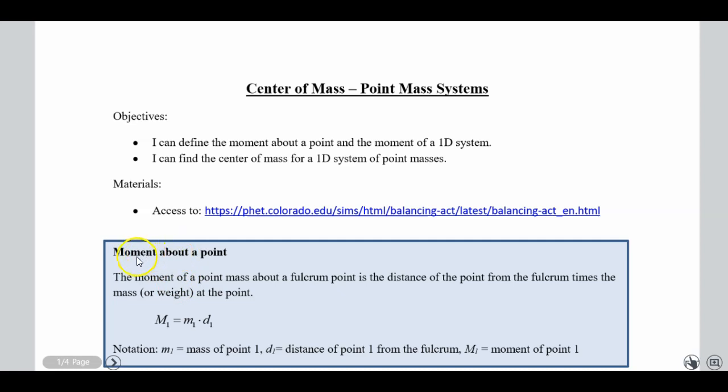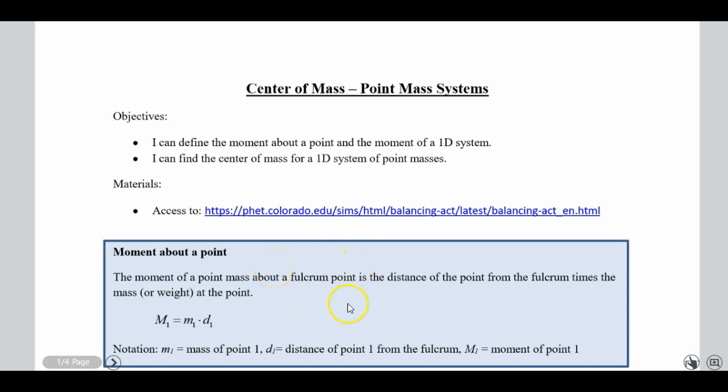But for today, we do want to start talking about what's called a moment about a point. So this will help us talk about center of mass, defining what's called a moment. And we'll get to this website in a minute. The moment about a point mass, about a fulcrum point, is the distance of the point from the fulcrum times the mass or weight of the point. So some key words in there: fulcrum, this is kind of your center.